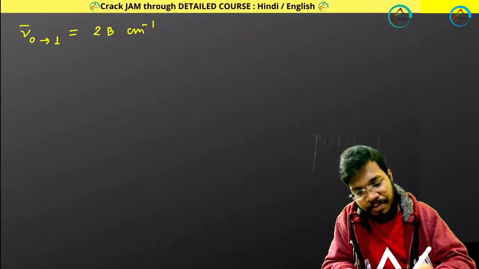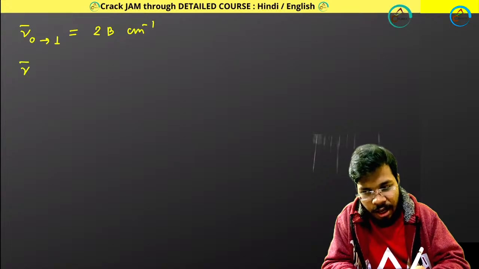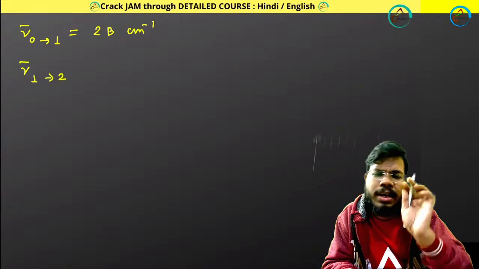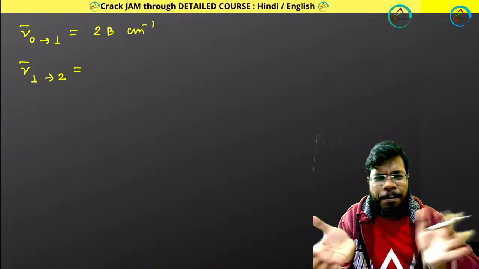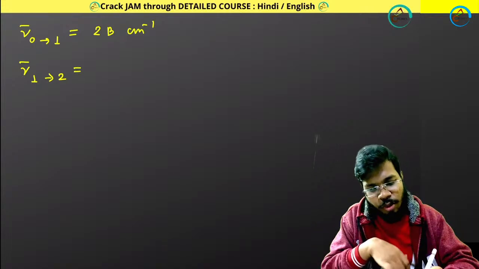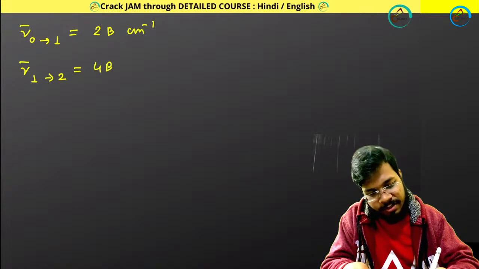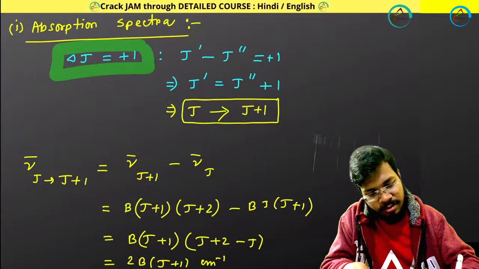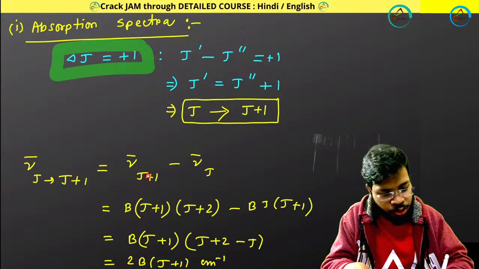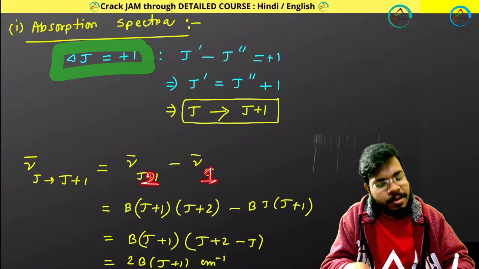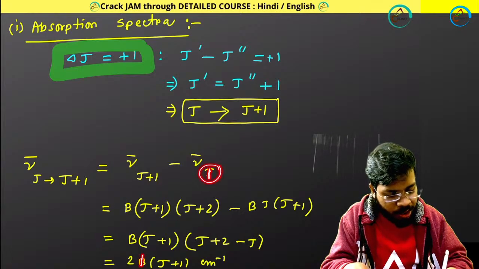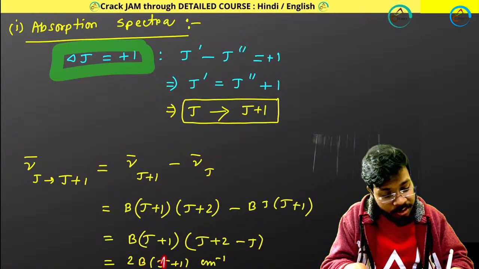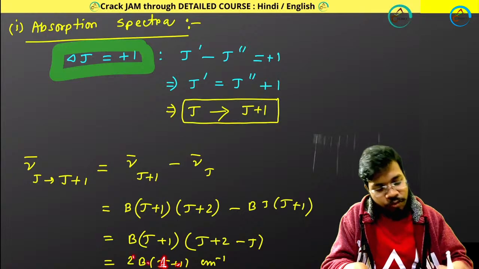2B. If you go from 1 to 2, because delta J can only be plus or minus 1, from 1 to 2 you will have 4B. Here you can put 2, here you can put 1. If you do the calculation, J means 1, so put 1. J means 1, okay, 1 plus 1, 2, 4B.